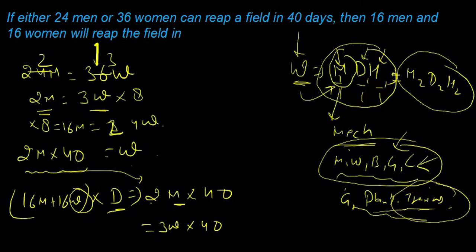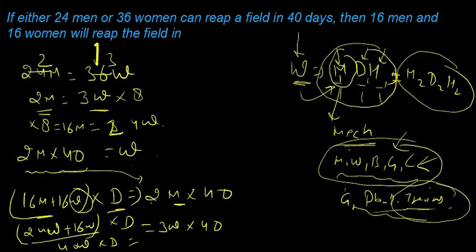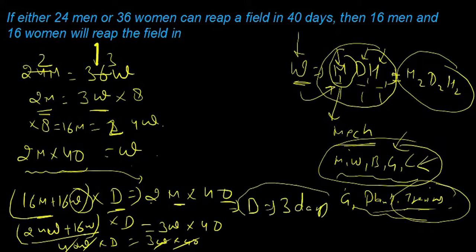So 16 men equals 24 women. So this is what? 24 women plus 16 women into d days. So how many women are there? 40 women into d days equals 3 women into 40. 40 say 40 you can deduct. W say W should be deducted. So what should be your answer? How many days are required to complete the work? 3 days are required to complete the work. Okay, so this is another easy question where you just equate the equation and you will get the answer.